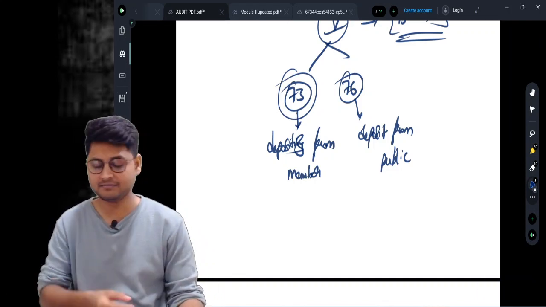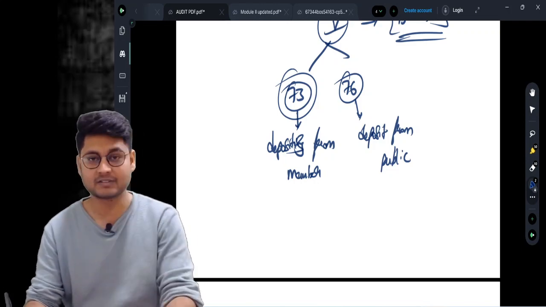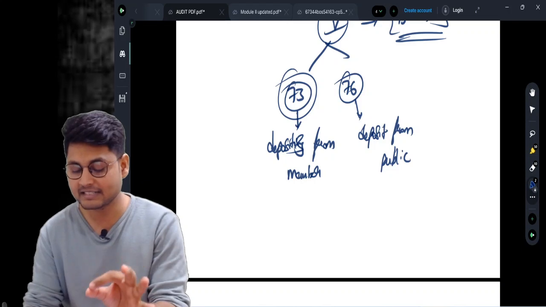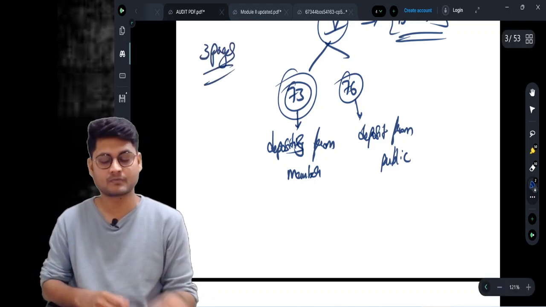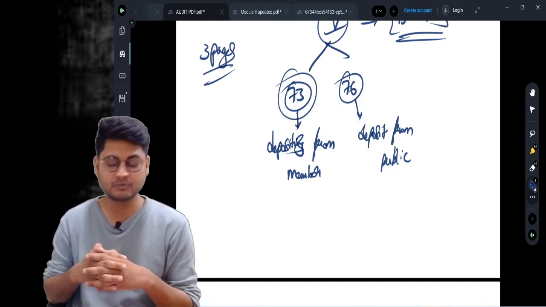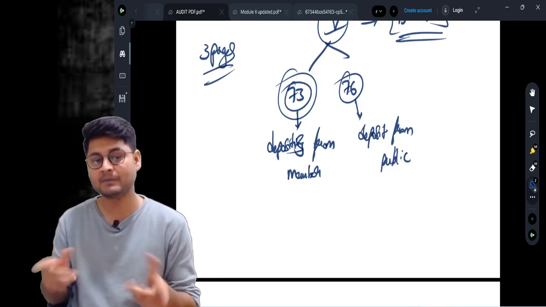There is a definition for public deposit which I am not going to discuss now, because that definition is given in the rules. It contains almost 3 pages, with almost 22 or 23 points to define public deposits. We are not going to discuss that now, as it takes a 1.5 hour discussion to define public deposits.